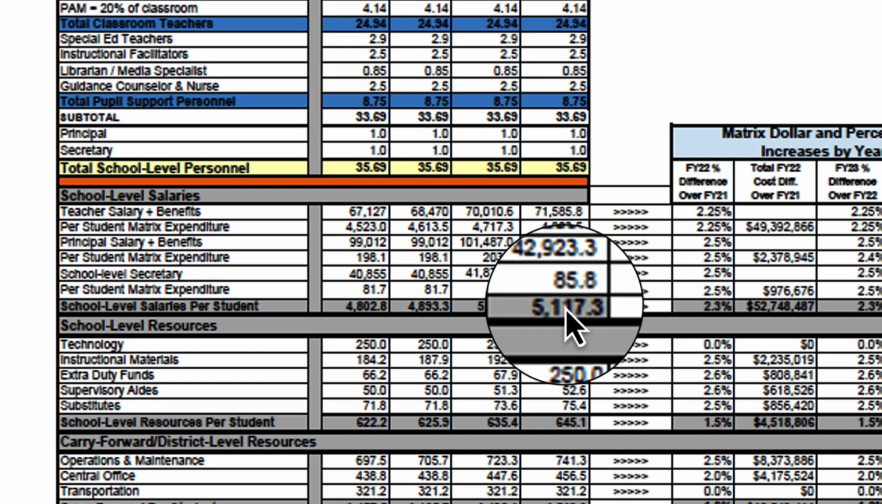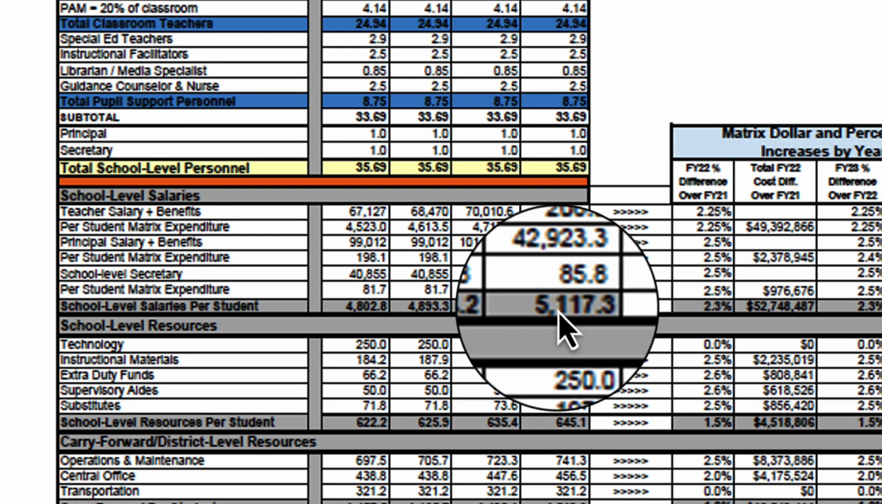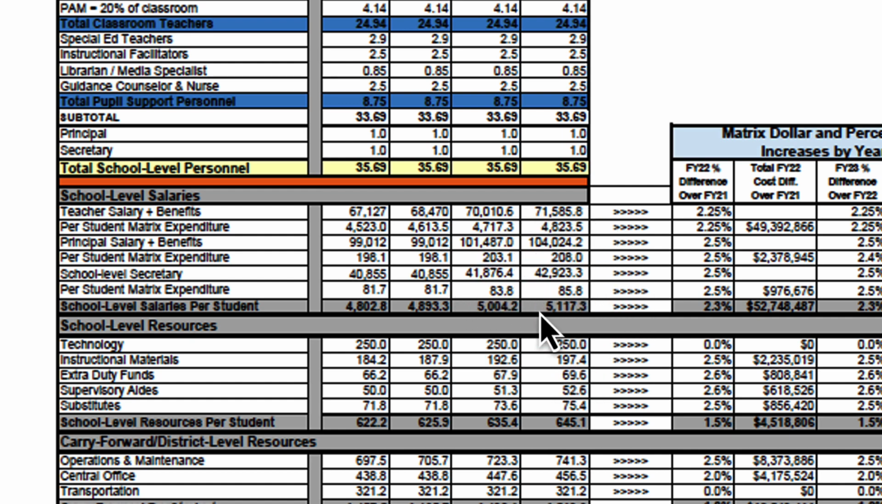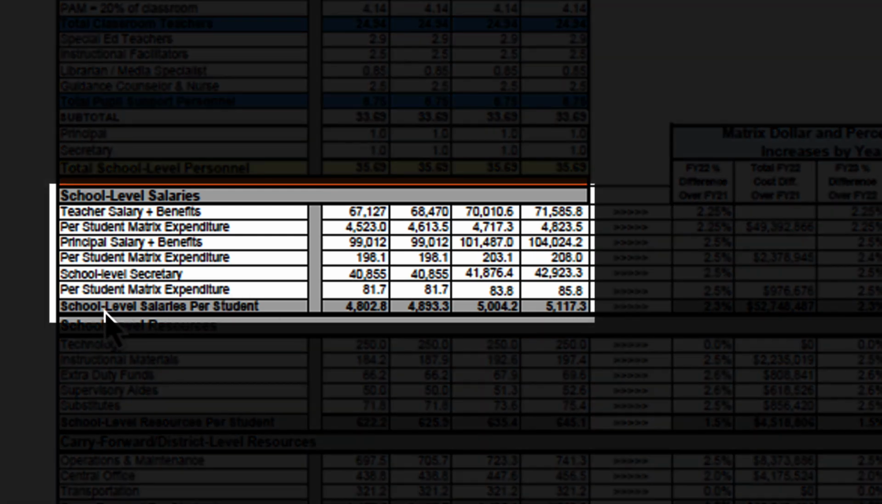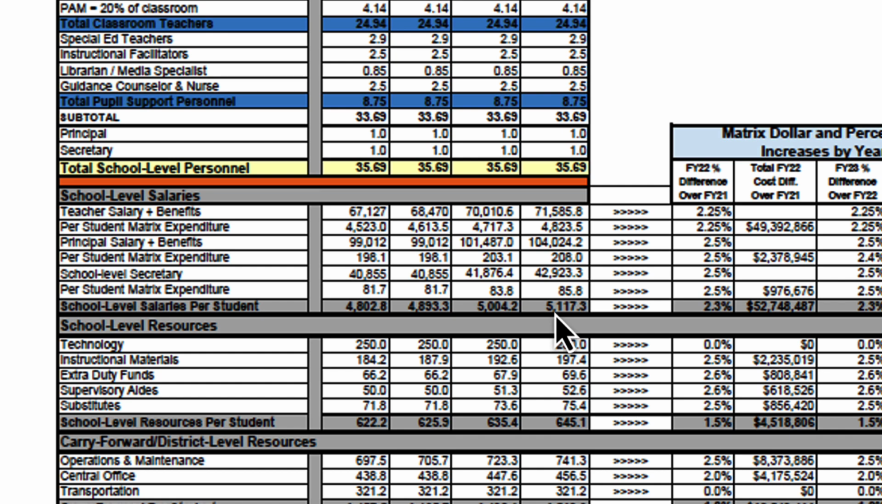And this is the number that people were trying to achieve 80% of with regards to the LEARNS Act, 80% of school level salaries. So if you have school level salaries and benefits for teachers, principals, and school secretary, the recommendation is $5,117.30. And a school that met that requirement would be within 80% of that.